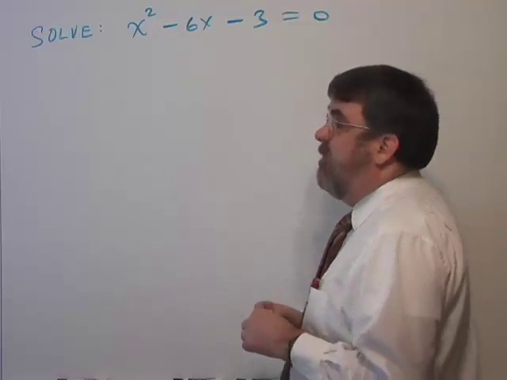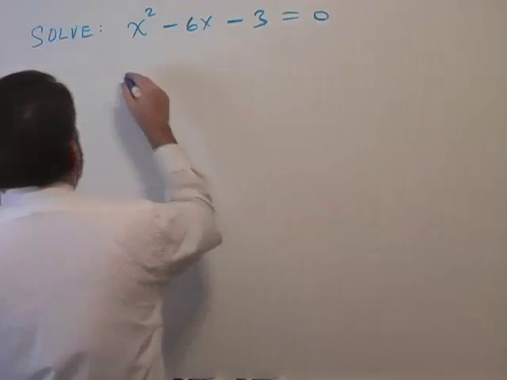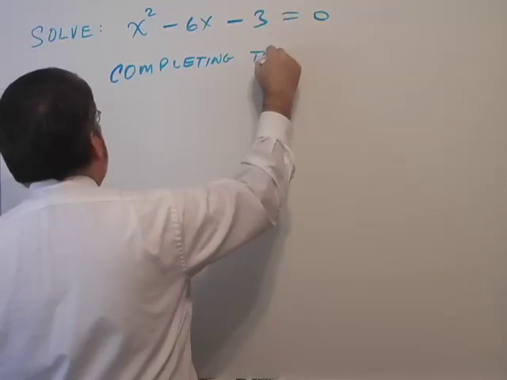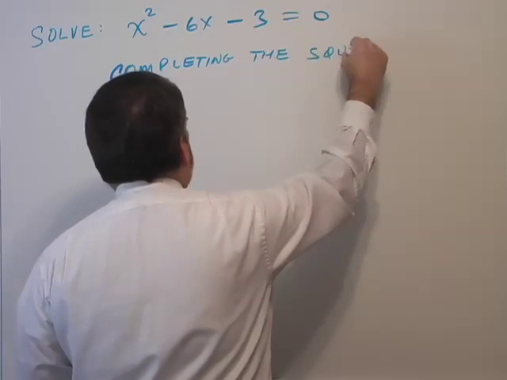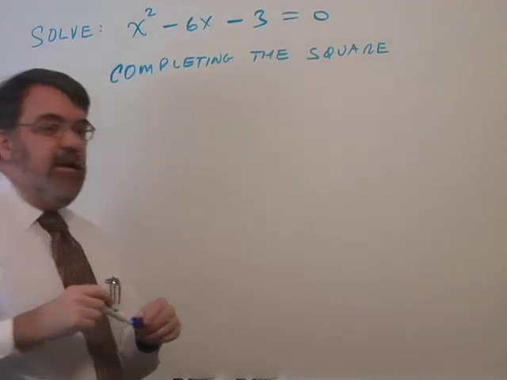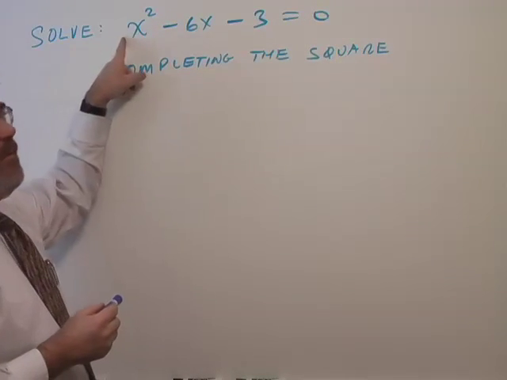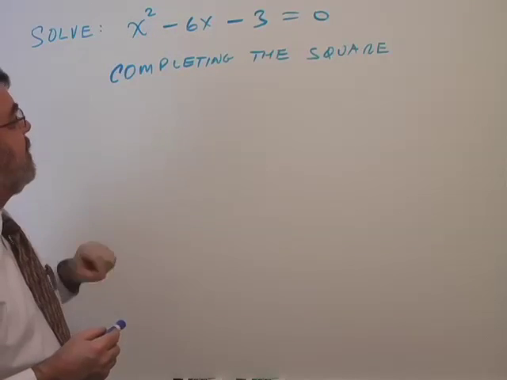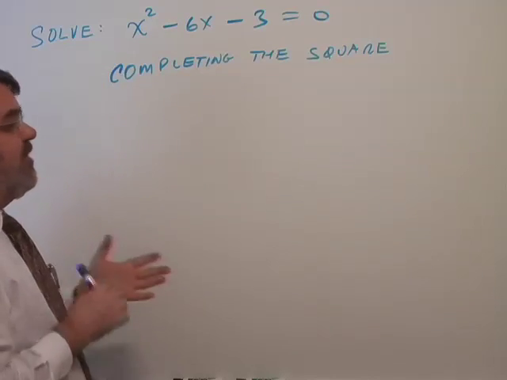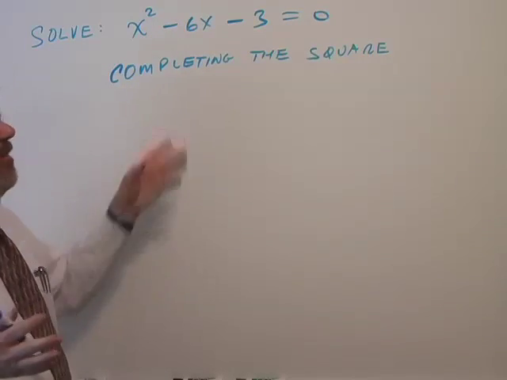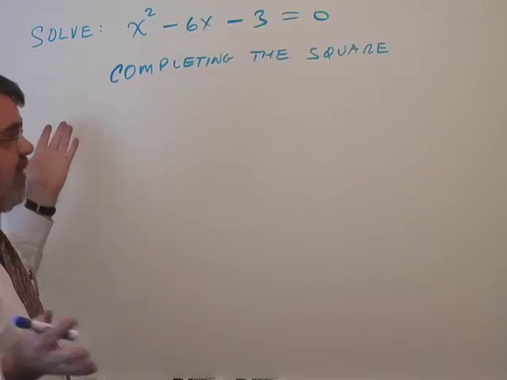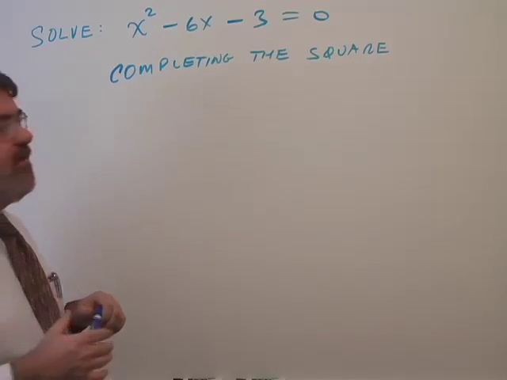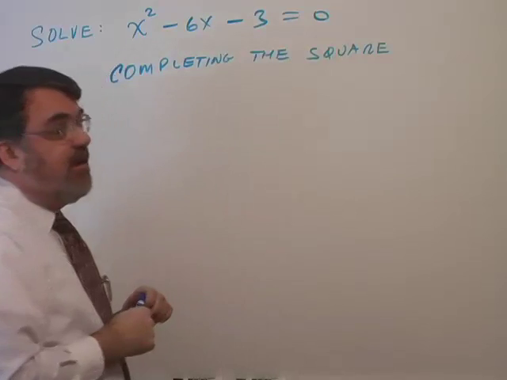Here's how it works. First of all, completing the square, let me write that term up there. I'll explain a little bit later where it got that name. But in completing the square, your first order of business is to make sure your leading coefficient, the number in front of x squared, is 1. And it is. If it wasn't, we would have to divide everything by that number and usually create fractions. But now that that's okay, our next step is to transfer the constant term to the right side.